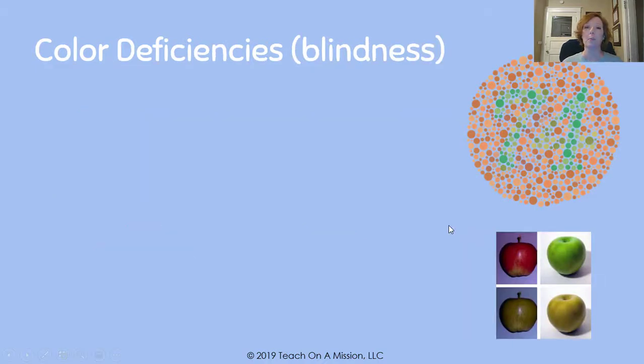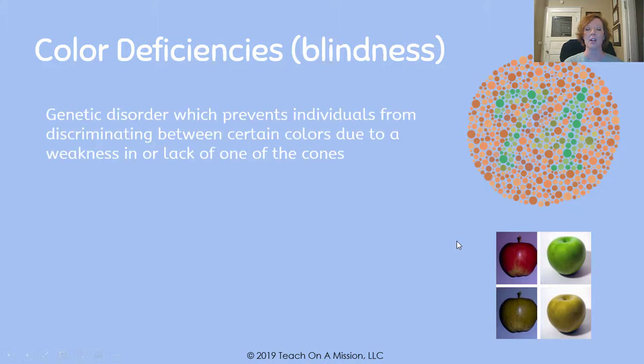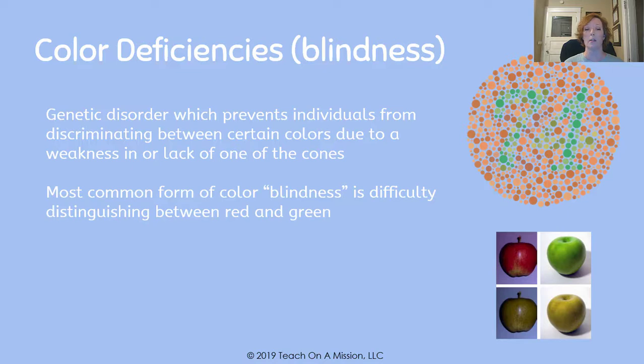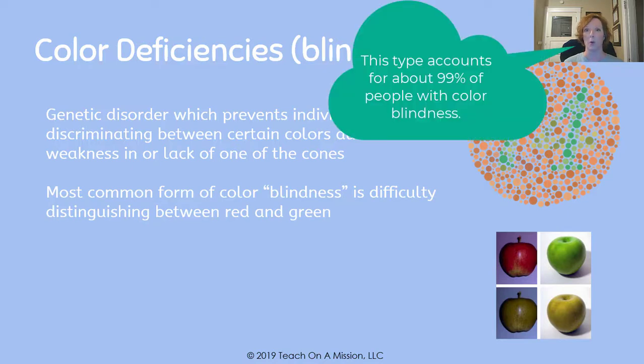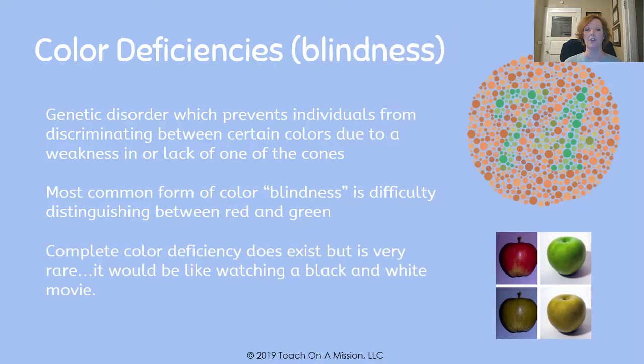The proof in the pudding is the color deficiencies, or color blindness. This is a genetic disorder that prevents individuals from discriminating between certain colors due to a weakness in or a lack of one or more of the cones. The most common form of color blindness is difficulty distinguishing between red and green, so it's called red-green blindness. A complete color deficiency does exist, but it's super rare, and it would basically be like watching a black and white movie.